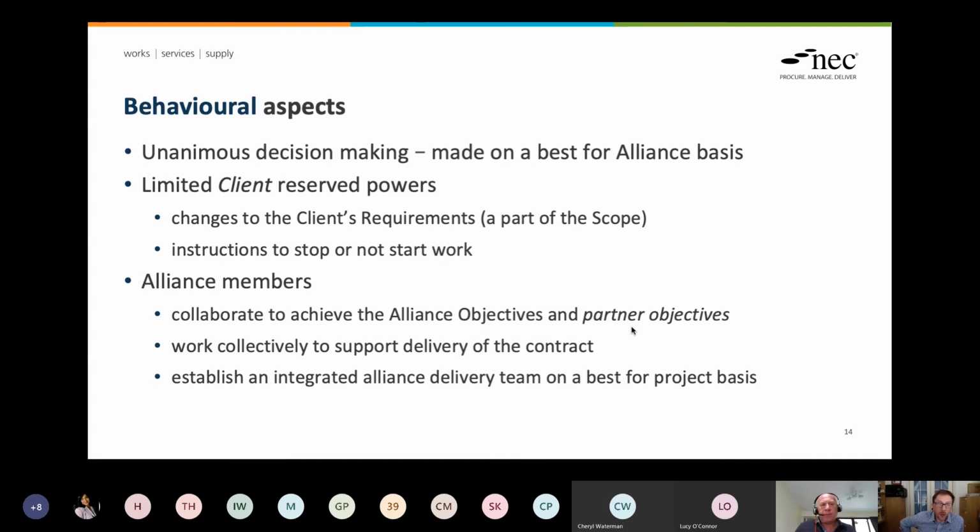But of course, that's only part of the scope. They can't unilaterally change the rest of the scope. That's a function of the alliance board. And of course, the other thing that they hold in terms of power is to stop the work or not start work, if that is appropriate.